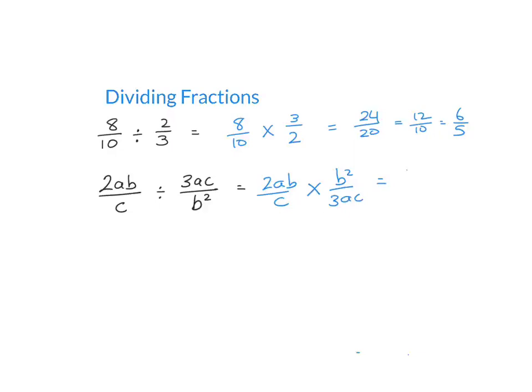That becomes 2ab to the power of 3 on the top. I've got 1, 2, 3 b's. And on the bottom I've got 3a and 2c, c to the power of 2. Now as you can see, I can cancel those a's. So I've got 2 over 3, b to the power of 3, c to the power of 2.